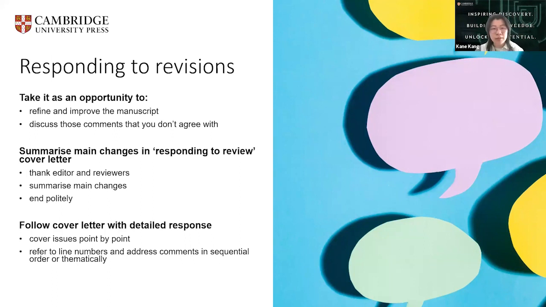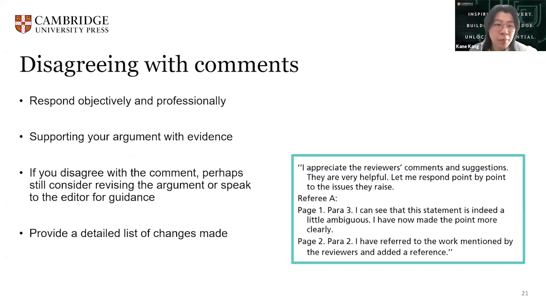So let's have a look at an example. This is about disagreeing with comments. You don't have to agree with every comment. If you disagree, respond objectively and professionally, and also support your argument with evidence. And third, if you disagree with comments, perhaps still consider revising your argument or speak to the editor for guidance. You disagree, but you can explain more clearly to the peer reviewer or journal editor. And number 4, provide a detailed list of changes made, like this.